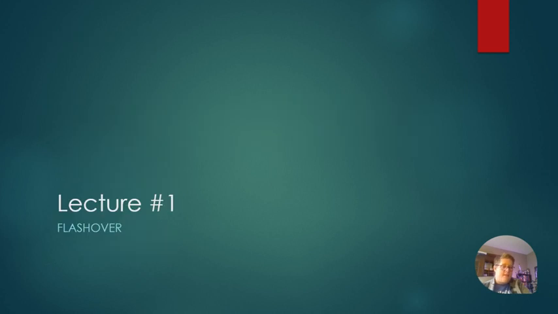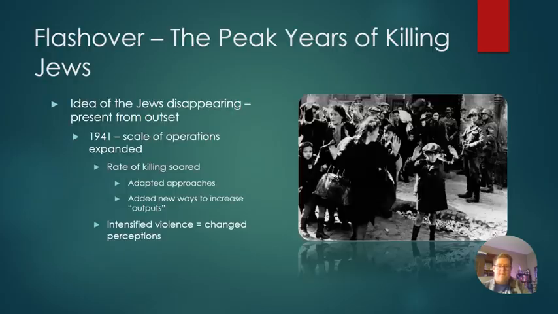So let's get into lecture number 1, flashover. The peak years of killing Jews. The idea of the Jews disappearing was an idea that was present from the outset of Nazi rule. This was like from day one.